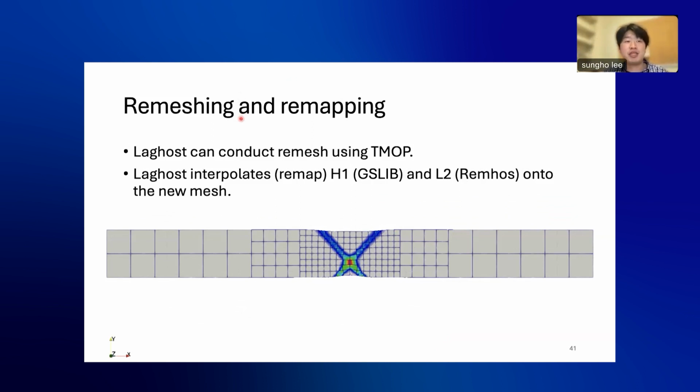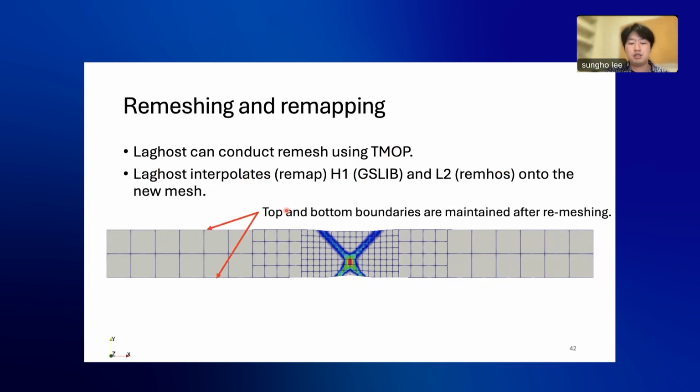So I implemented the remeshing using the TMOP, Target-Matrix Optimization Paradigm, and also remapping, the interpolation, for H1 using GSLIB and L2 for the Remhos onto the new mesh. So this is the result, the remeshing and remapping. The first one is after remeshing, the mesh changed a bit and it looks good. And at the same time, the top and bottom boundary are maintained after remeshing.